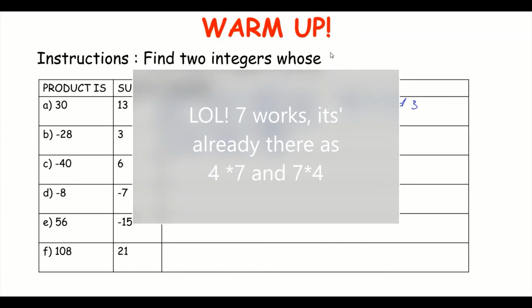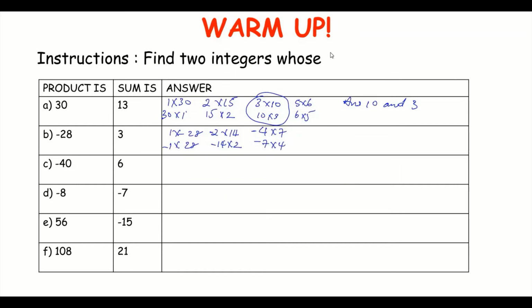So we look at our pairs, and we need to get positive 3. Which pair of numbers, when you add them, gives positive 3? It won't be the first one, it won't be the second one, it's going to be the third one. Negative 4 times 7 gives us negative 28, and negative 4 plus 7 gives us positive 3. So the answer is going to be 7 and negative 4, because 7 minus 4 gives me positive 3.